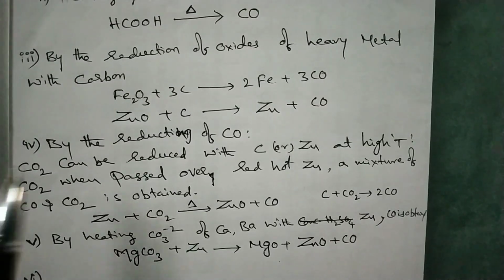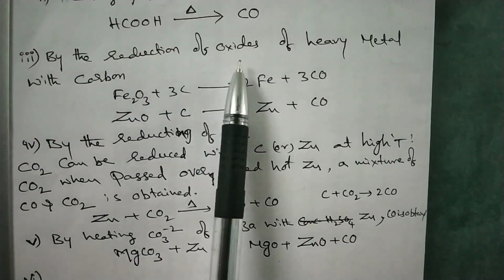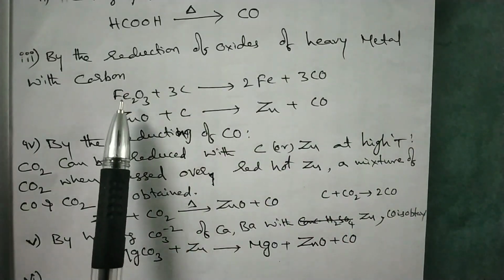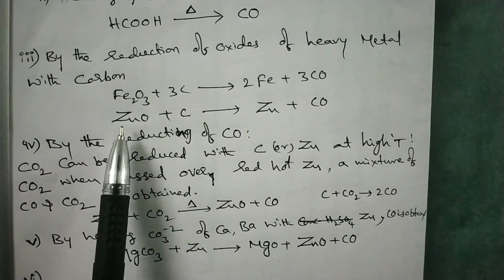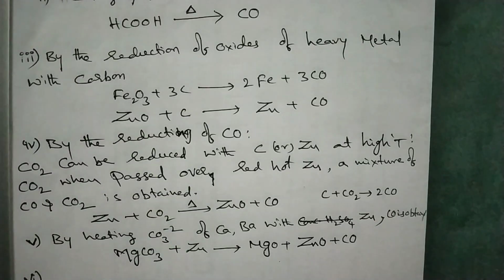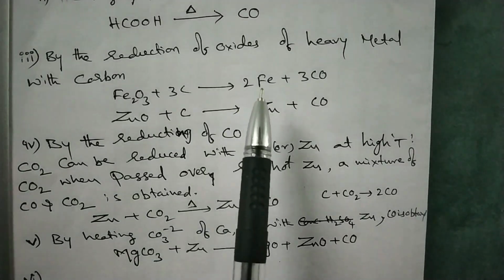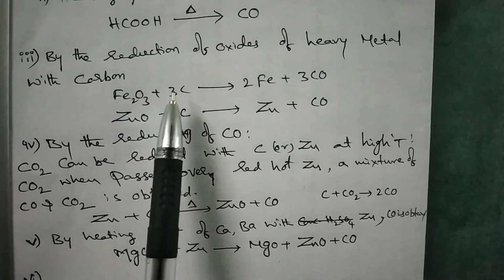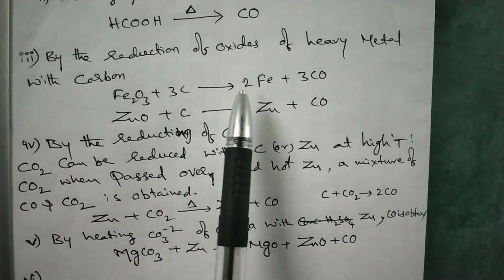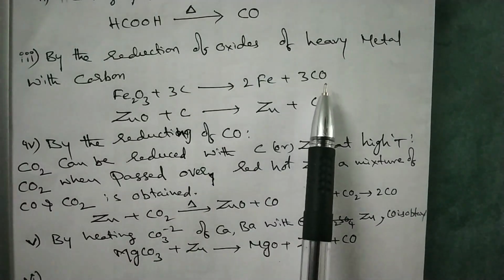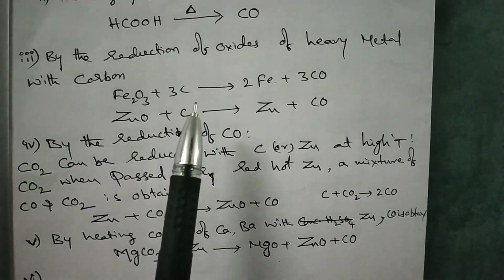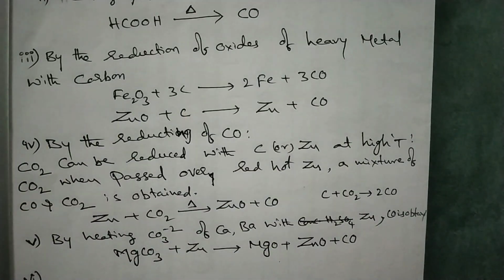Third preparation: by reduction of oxides of heavy metals like ferric oxide or zinc oxide when they react with carbon. Suppose you take ferric oxide and react it with carbon to form iron, and here carbon monoxide is formed. The metal oxide undergoes reduction, and carbon is converted into carbon monoxide.